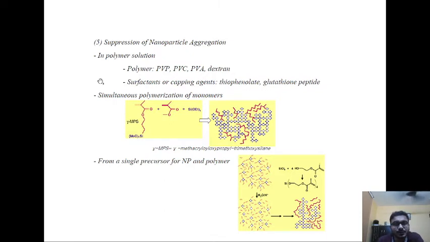So the fifth one is suppression of nanoparticle aggregation. In polymer solution, we have polymers like PVP, PVC, PVA, dextran, and surfactants or capping agents like thiophenolate, glutathione peptide, and there will be a simultaneous polymerization of monomers, as can be seen in this figure. And from a single precursor, nanoparticles and polymers are also given in this figure.